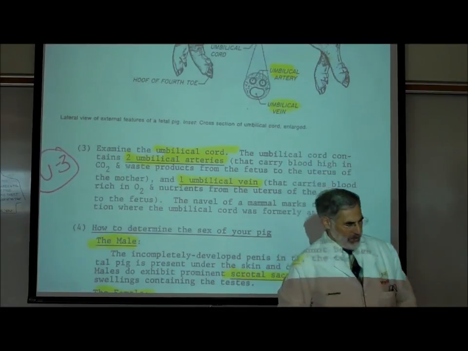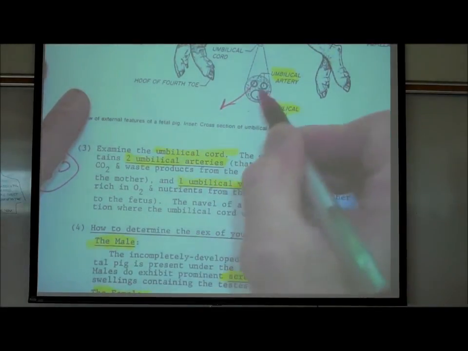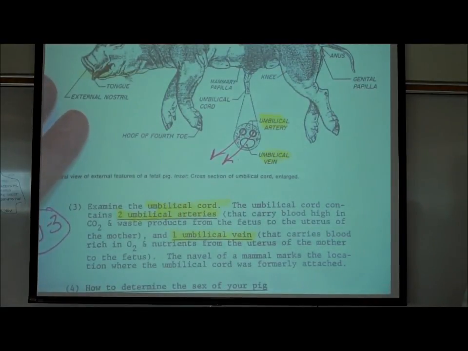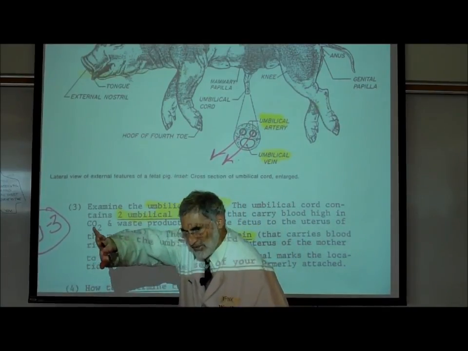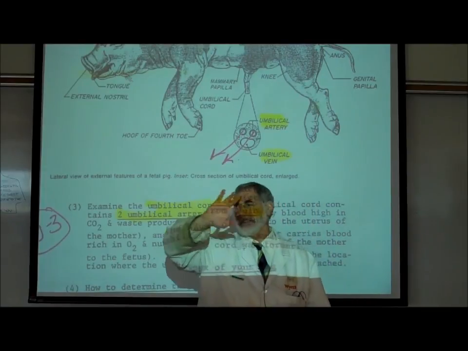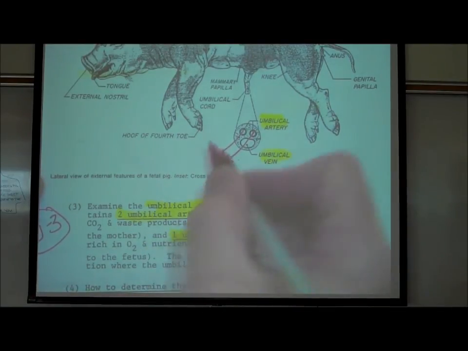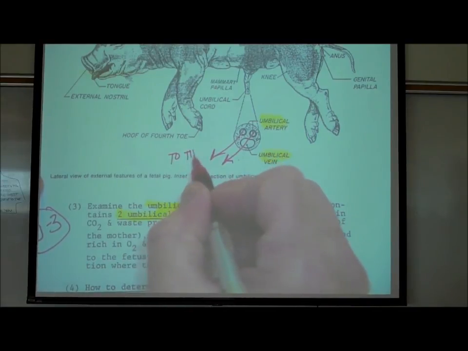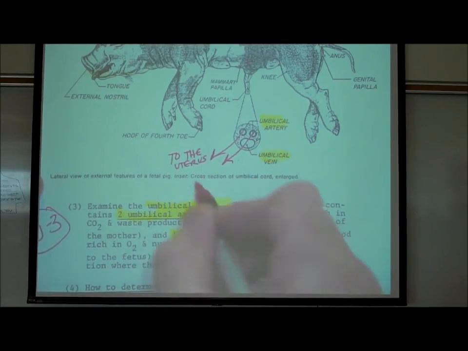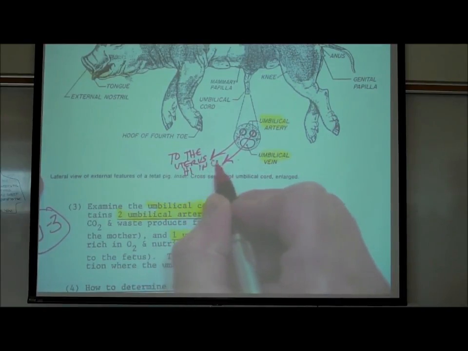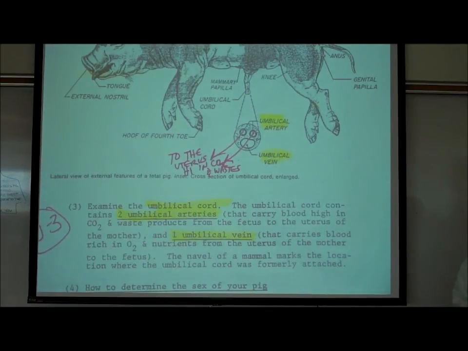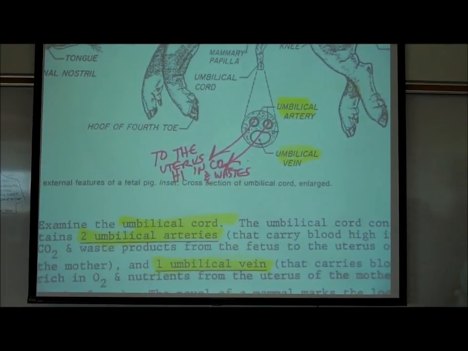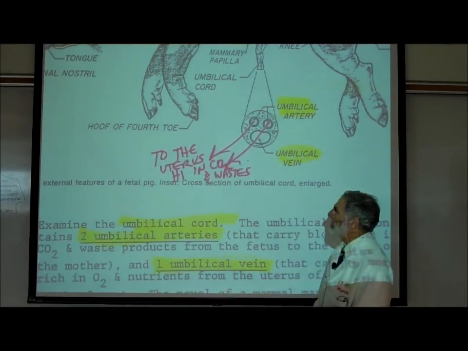So the umbilical artery is actually carrying blood away from the baby, because arteries carry blood away. And this is blood you want to carry towards the uterus of the mother: blood high in carbon dioxide and waste products. So this is blood going to the mother, to the uterus, that is high in waste, high in carbon dioxide and waste products. So that's what the umbilical arteries do, carrying blood in the umbilical arteries to the uterus of the mother, high in carbon dioxide and waste.